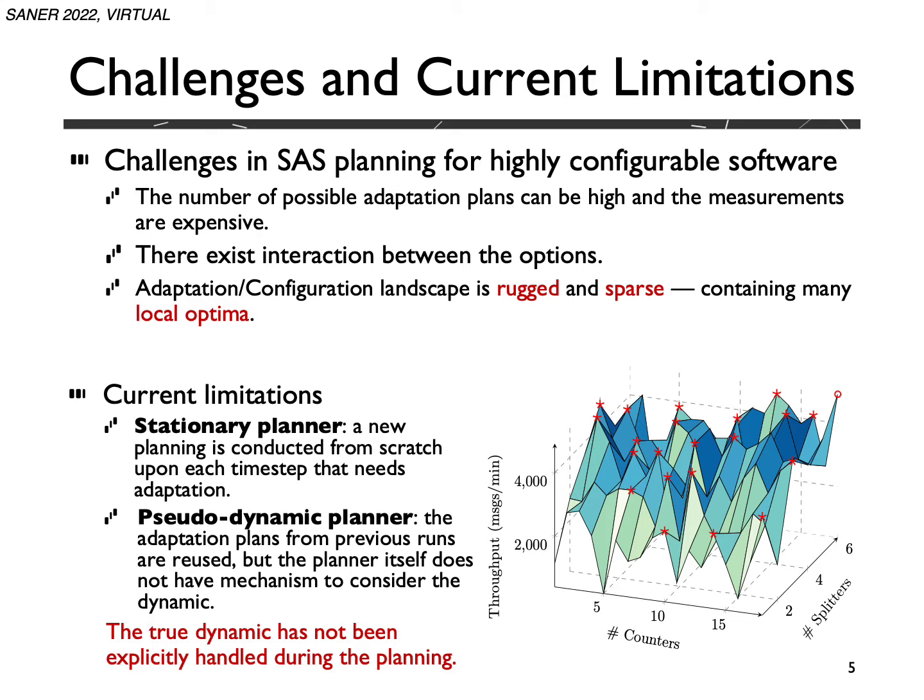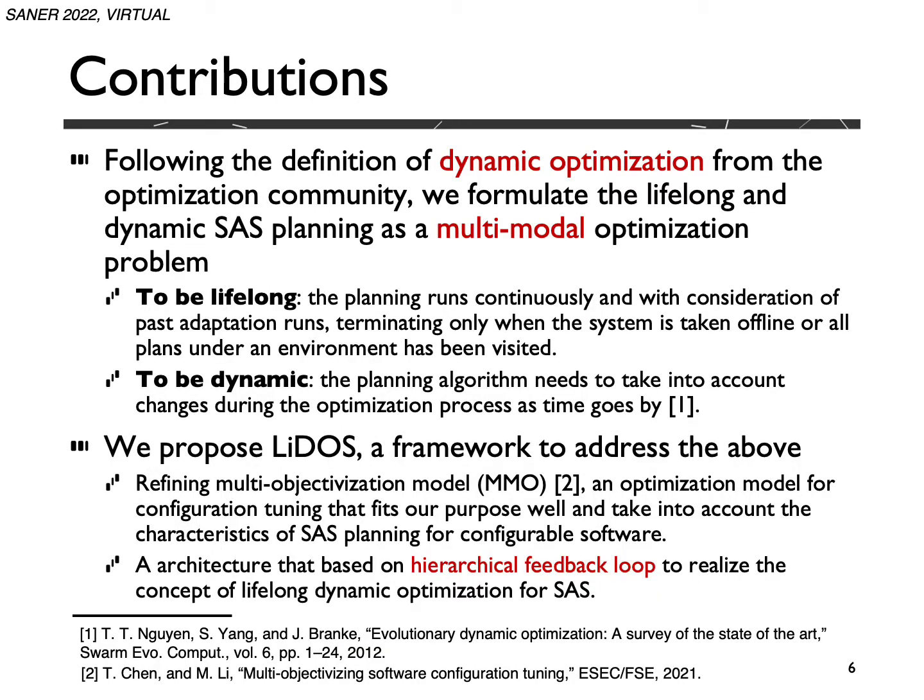So in current work, there are two kinds of planners. One is stationary planners, where a new planning is conducted on each timestamp or environment. And also there's pseudo-dynamic planning, where it makes use of some randomly generated plans from previous rounds. But the problem with this is that the true dynamics have not been explicitly handled during the planning phase.